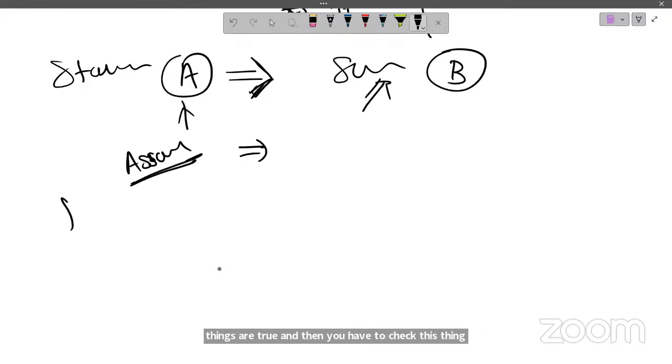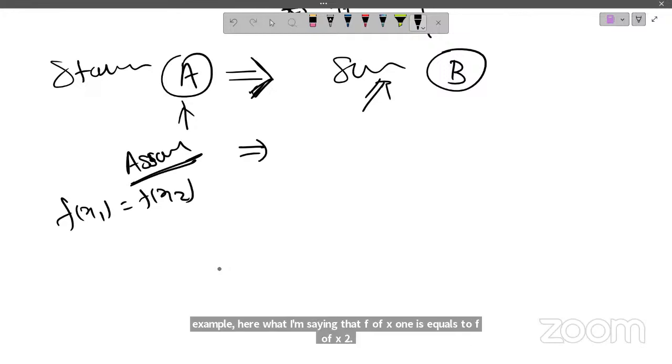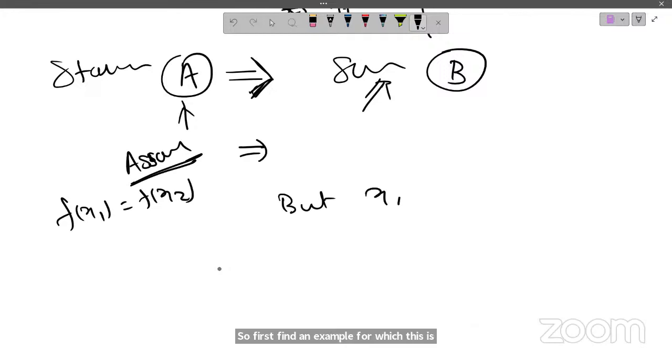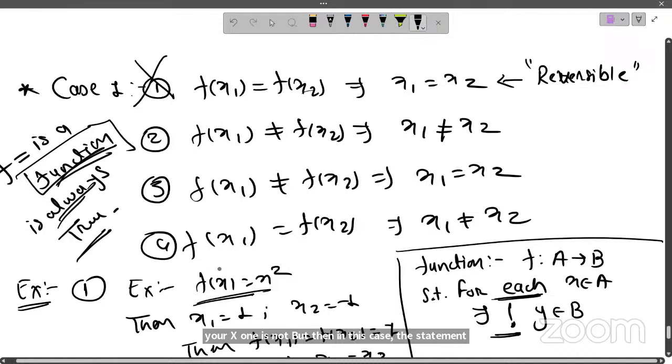For example, here I am saying that f of x1 is equal to f of x2. So first find an example for which this is true, but your x1 is not equal to x2. But then in this case, the statement is not true, because it says that if this is true, then this should be true.